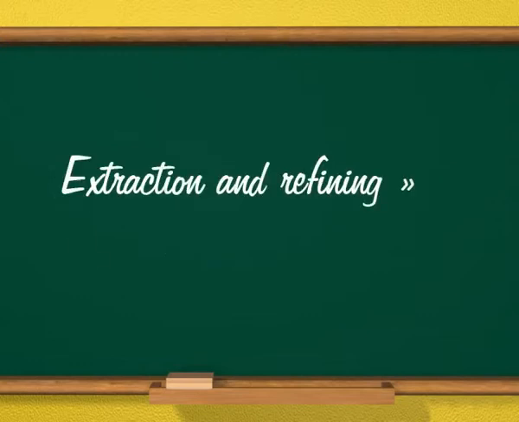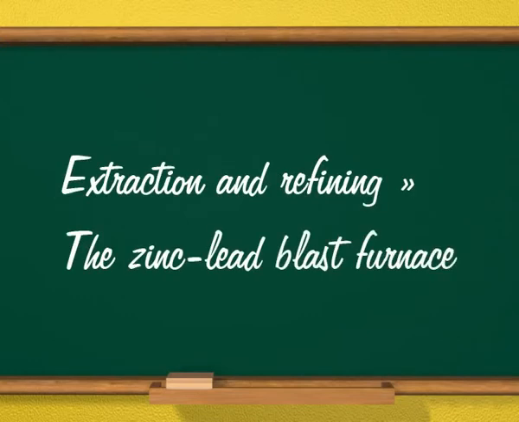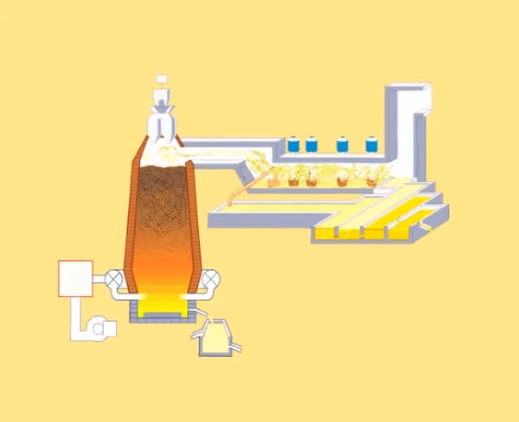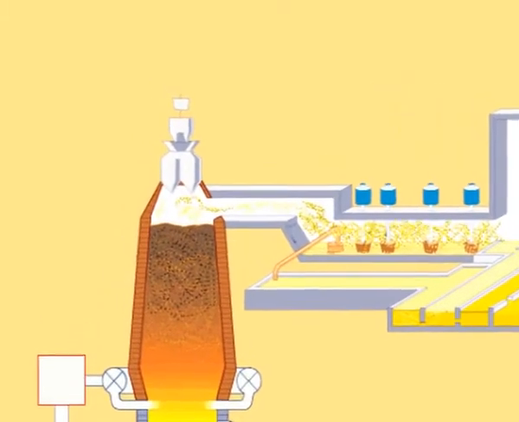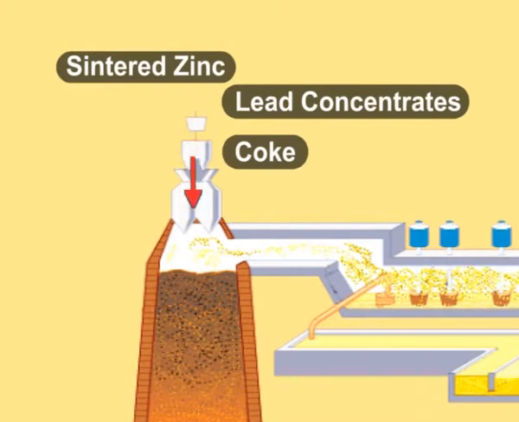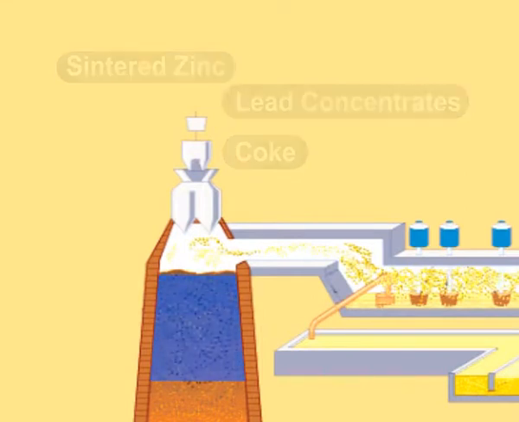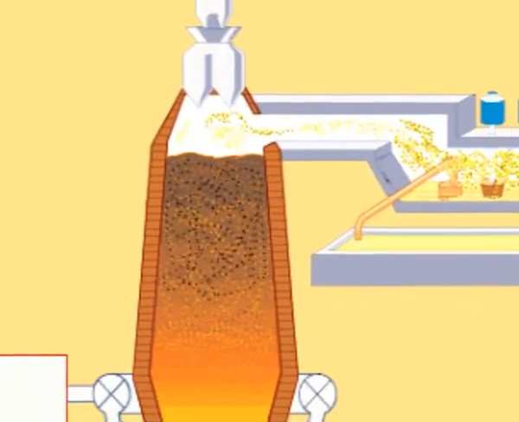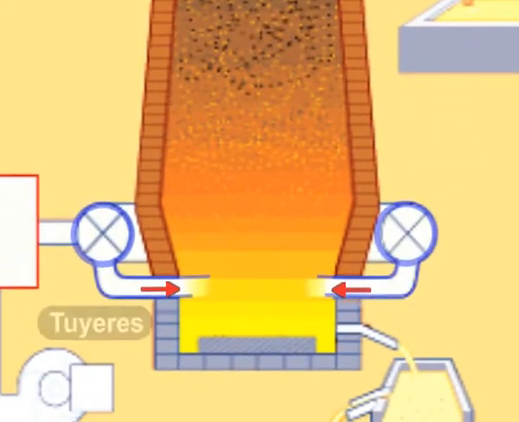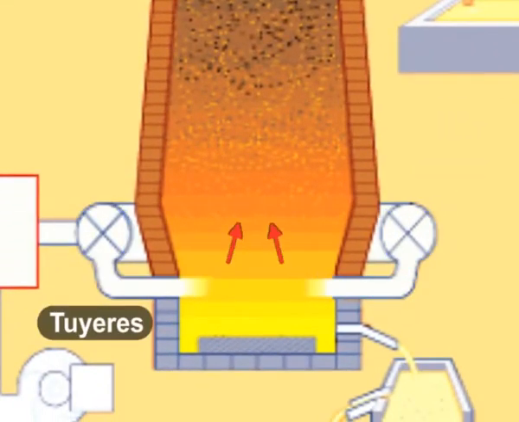Extraction and refining: the zinc-lead blast furnace. Sintered zinc and lead concentrates mixed with metallurgical coke are charged into the top of a shaft furnace, into which preheated air is blown through nozzles or tuyeres at the base.